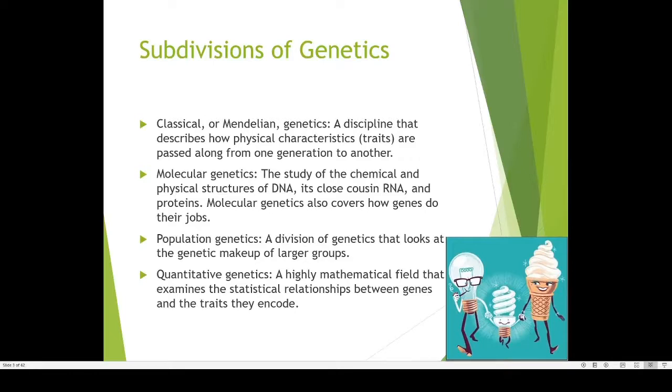So next is quantitative genetics. It's a highly mathematical field that examines the statistical relationship between genes and the traits that they encode. So probably the probability chances related to genes, like how much percent probability that you can get such condition or characteristic or trait depending on your gene.